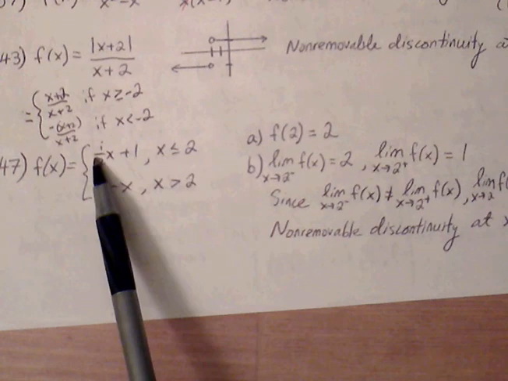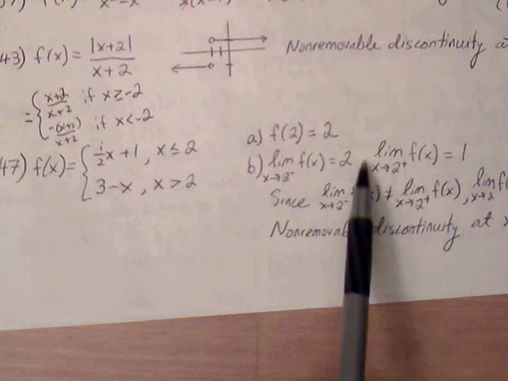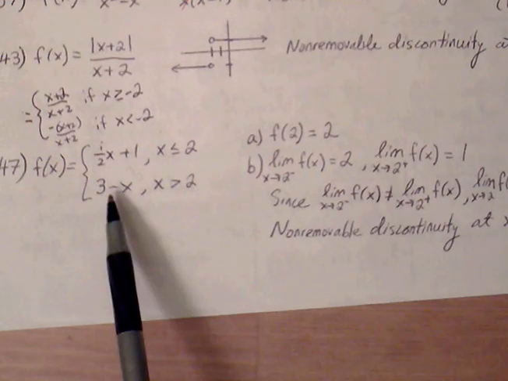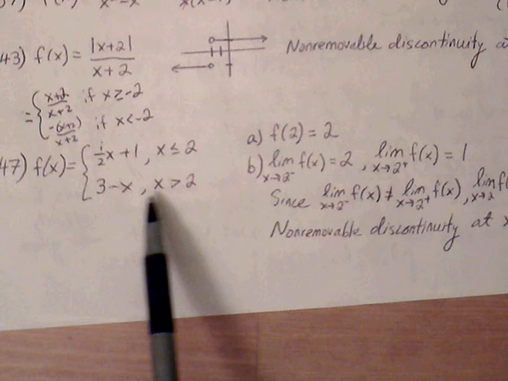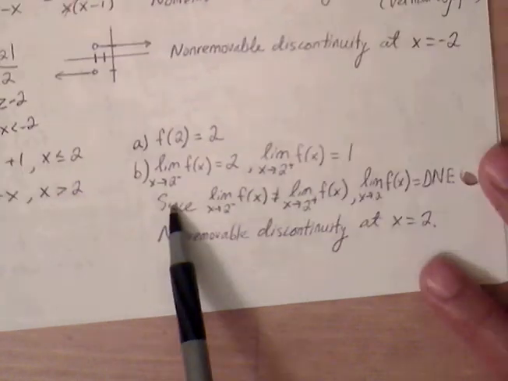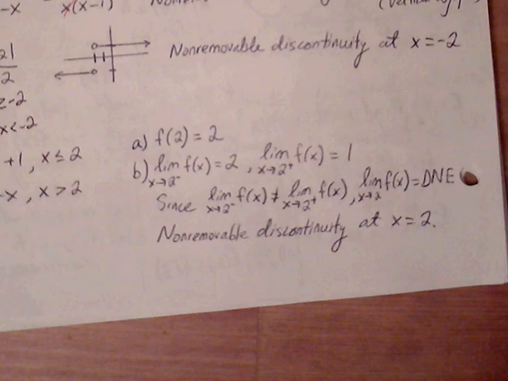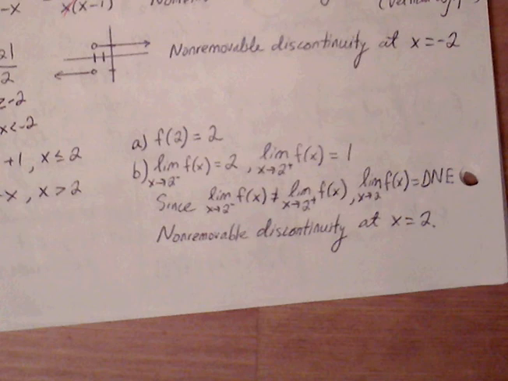So if I plug 2 in here, I'll get 2. Limit as x approaches 2 from the right side of 2 is talking about this branch. So 3 minus 2 is 1. 2 does not equal 1. Second condition fails. So therefore the limit does not exist. And if the second condition fails, we know this is going to be a non-removable discontinuity.